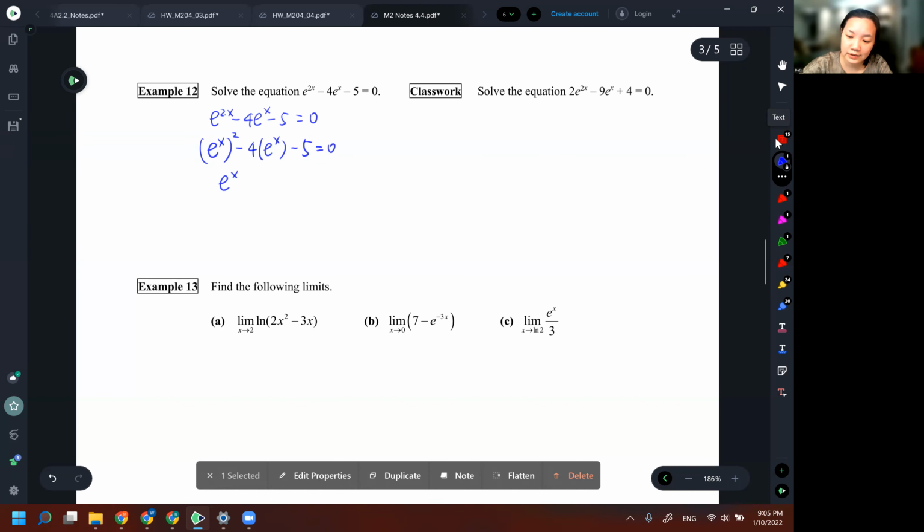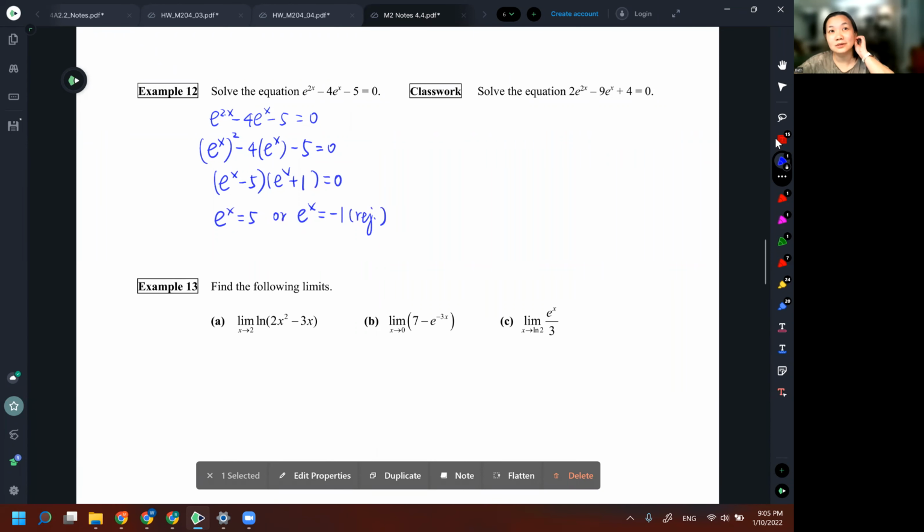And then e to the power x minus 5, e to the power x plus 1. So e to the power x equals 5 or e to the power x equals -1. Now for the negative value, it's not possible. Now x can be anything, but e to the power x can only be positive, okay? And this one, x equals log 5, log to the base e, natural log 5.